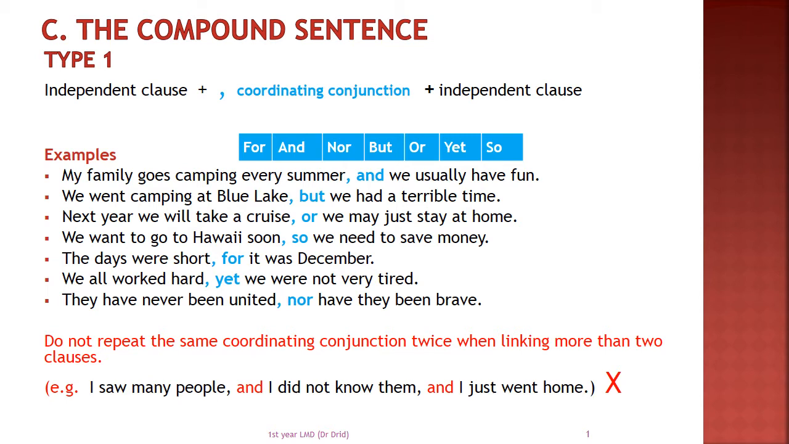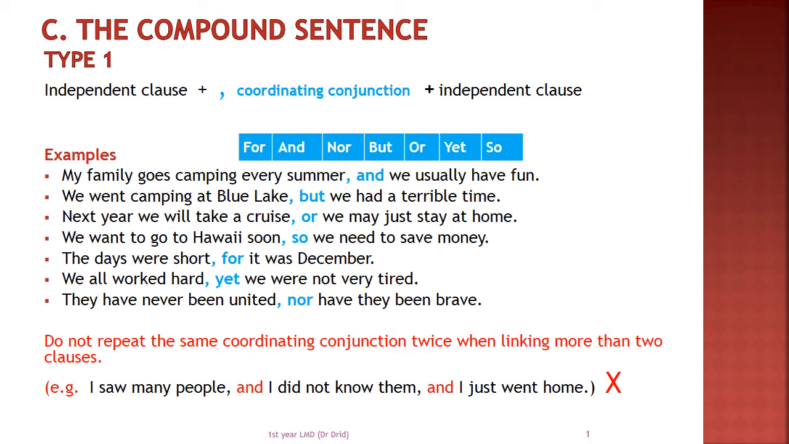The next one: the days were short, for it was December. Now, the meaning of for as a coordinating conjunction is the cause. It means because. The days were short, for it was December. The meaning of causality. Then, we all worked hard, yet we were not very tired. Yet is similar to but. It expresses concession.